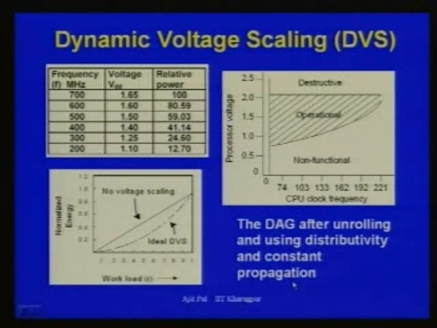Now, we shall discuss another very important technique that is being used in embedded systems and other processors, that is dynamic voltage scaling. You know, the processing power requirement is not constant for all applications. If you look at the CPU utilization of your desktop, you will find sometimes it is 10%, sometimes it is 20%, sometimes it is 30%, depending on the program you are executing.